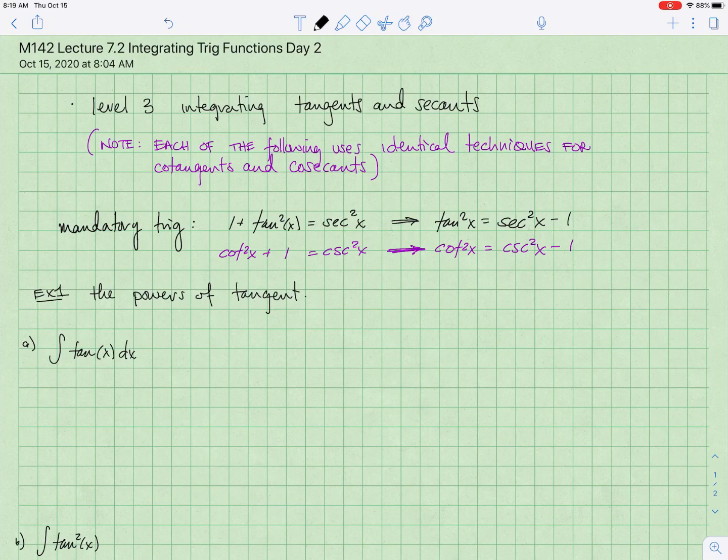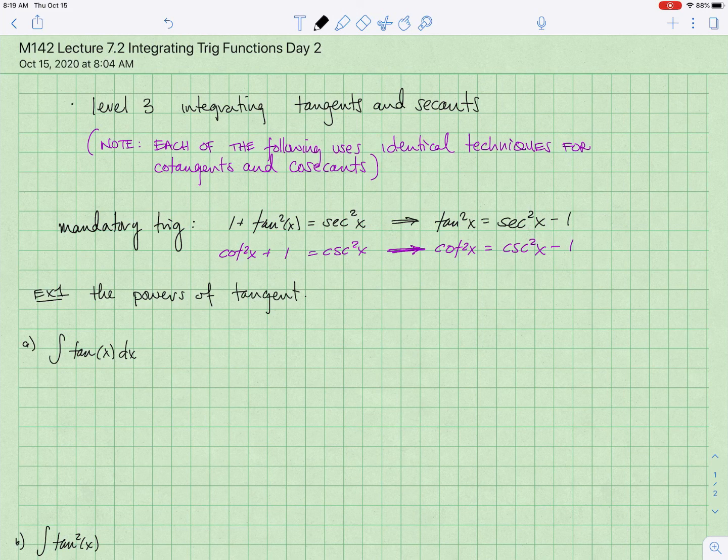All right, folks, this is the lecture for section 7.2, integrating trig functions, day 2. Today we're going to focus on tangents and secants for the most part. It's important that you understand that each of the following that I'm going to show you today, or in section 7.2, uses nearly identical techniques when you replace all of the secants and the tangents with cosecants and cotangents.